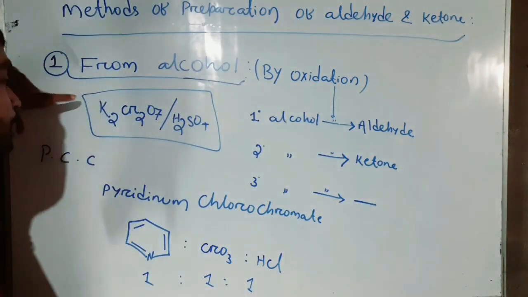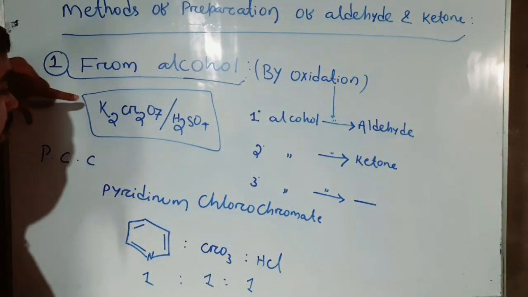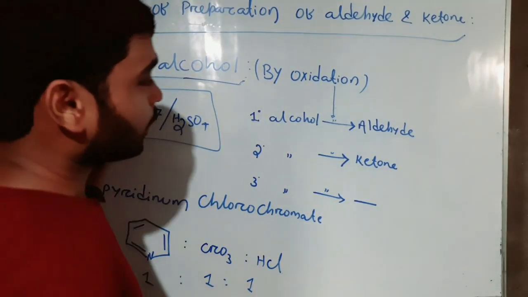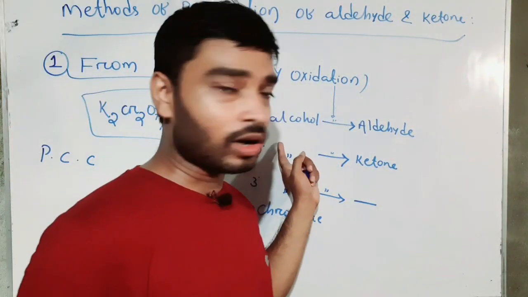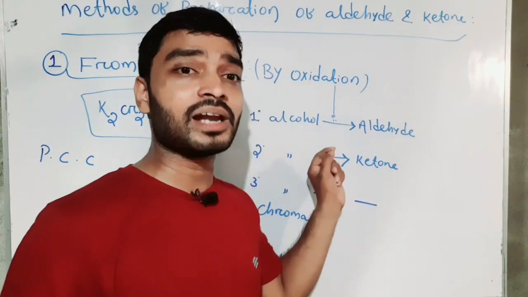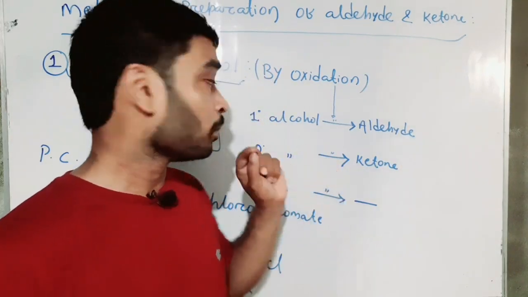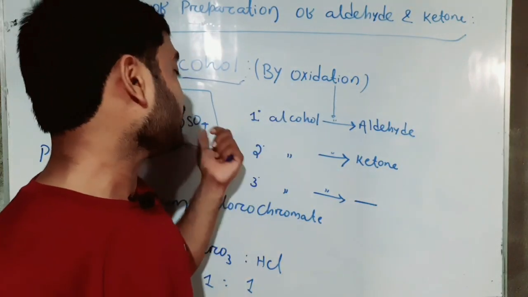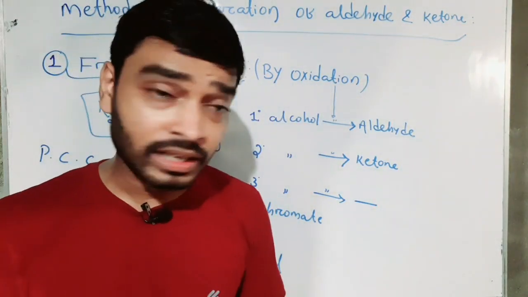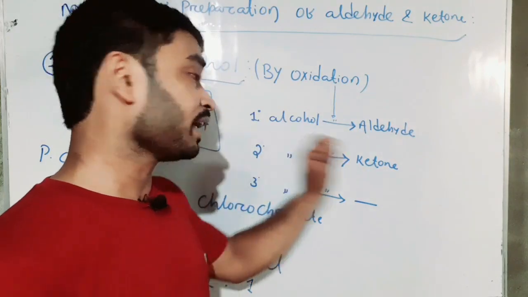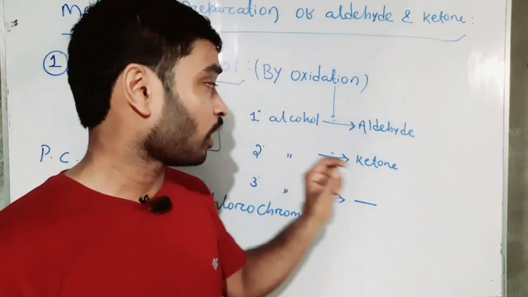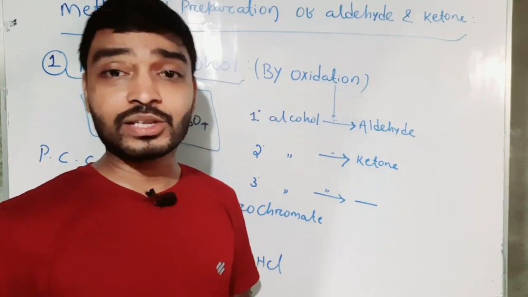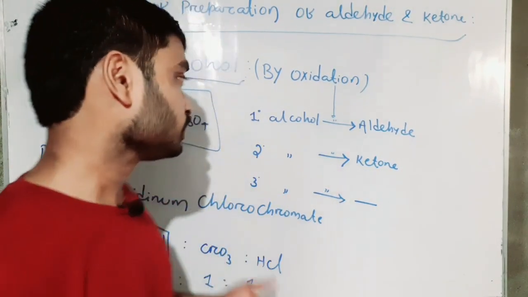So I have told the basic difference between acidified potassium dichromate and PCC, which are used for the oxidation of primary alcohol to aldehyde or primary alcohol to carboxylic acid. But if you take secondary alcohol, any type of reagent can be taken for the oxidation to ketone. So now we will study how the oxidation occurs in primary as well as in secondary alcohol. So let's start.